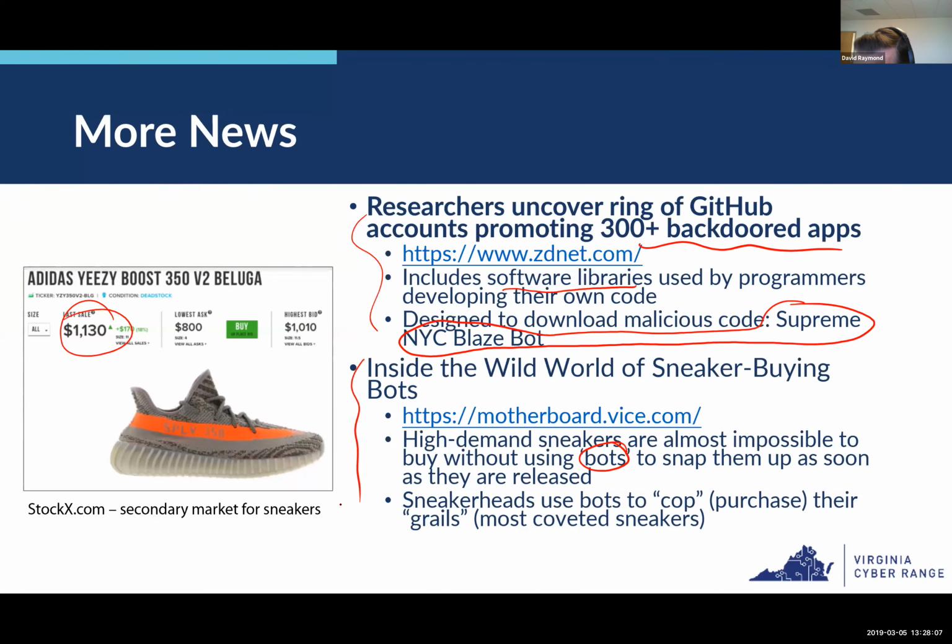Crazy, I know, huh? So these people called sneakerheads, I'm an old guy, so I don't know what all this means, but if I talked to my 15-year-old about this, she'd be all over it. They use bots to cop, and I guess that means to purchase their grails. A grail is a most coveted sneaker. They'll cause this malware to get installed on your computer to buy these sneakers, and I guess it gets shipped to them or something. Anyway, that's a couple more news stories.